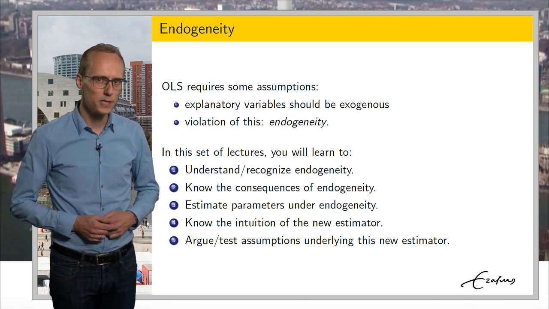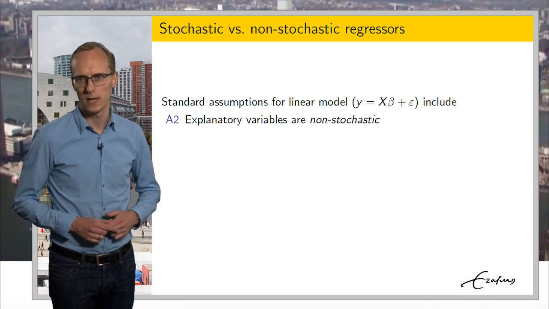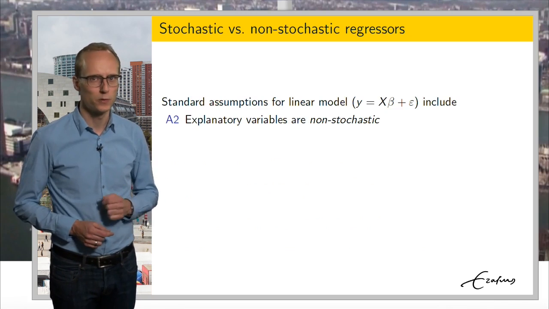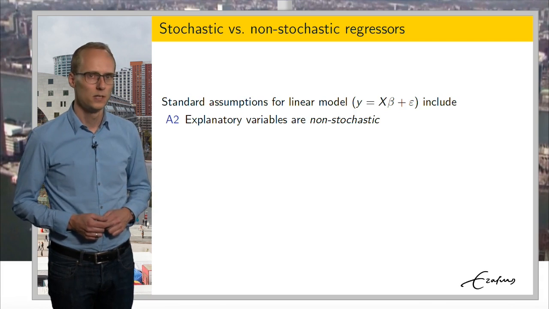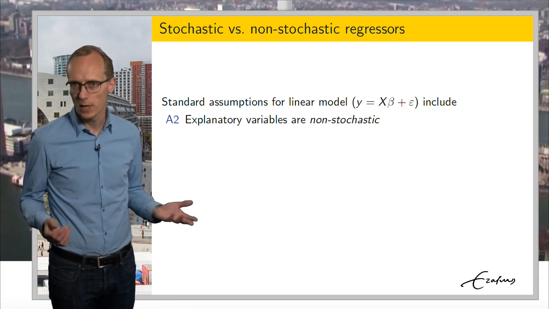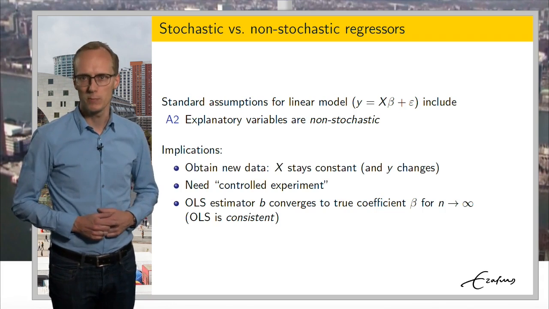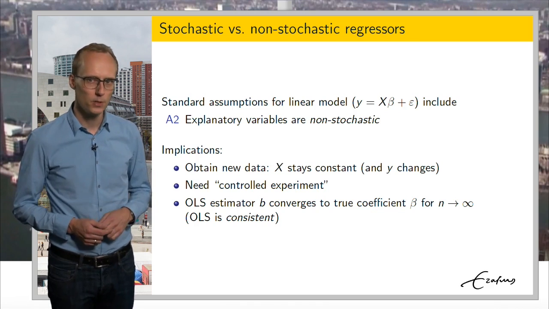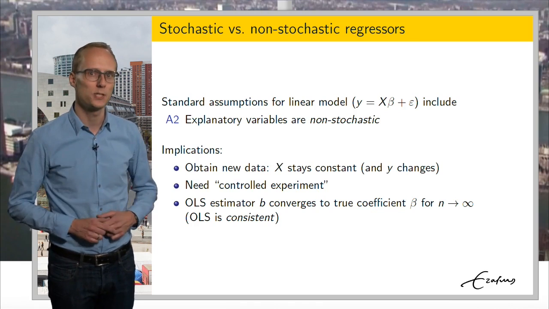Let us start by studying the source of endogeneity. The formal assumption that we violate is the assumption that explanatory variables x in a linear model are non-stochastic. So what does non-stochastic really imply? Literally speaking, non-stochastic means that if we would obtain new data, only the y values would be different, and the values for x would stay the same.